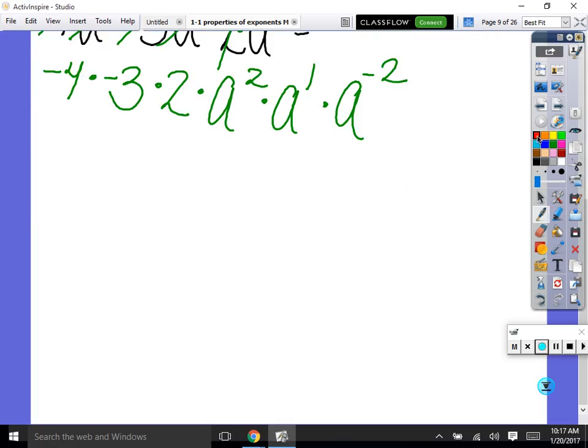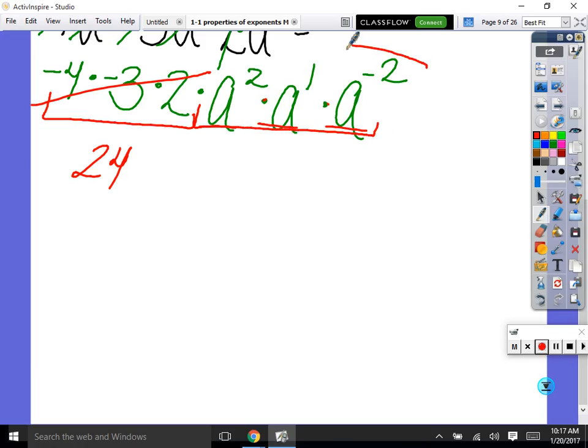Okay, and now you're going to do the simplifying. Multiplication is always multiplication. Negative 4 times negative 3 is positive 12. 12 times 2 is 24. I just simplified that. Now look, same base, we're multiplying the same base, so we add our exponents. 2 plus 1 minus 2 is 1, good, perfect. So we could just write 24a.